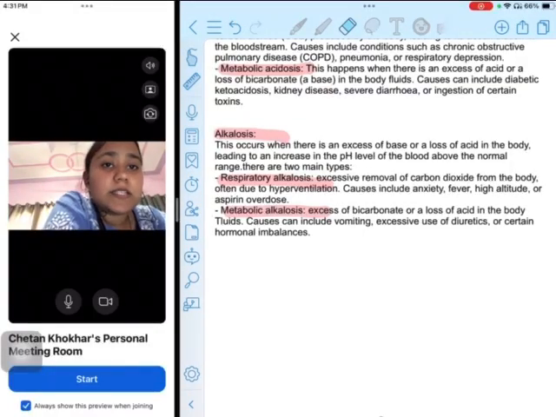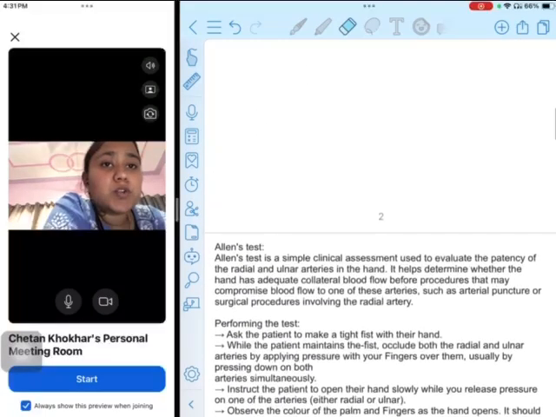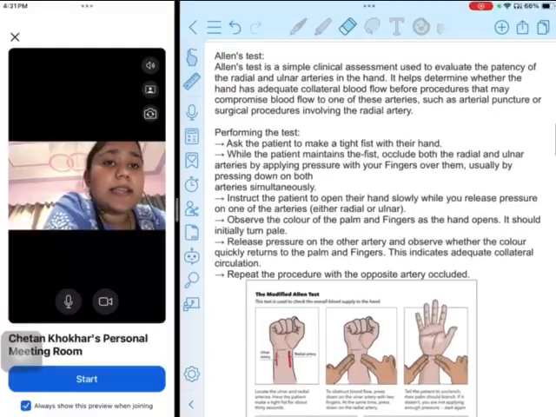So next we will be studying about Allen test. What is Allen test? You got the types of acidosis and alkalosis, I think. Okay. So next I will be explaining to you what is Allen test. So Allen test is a simple clinical assessment that is performed before taking an ABG sample.